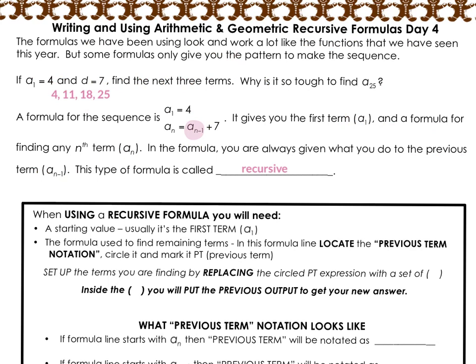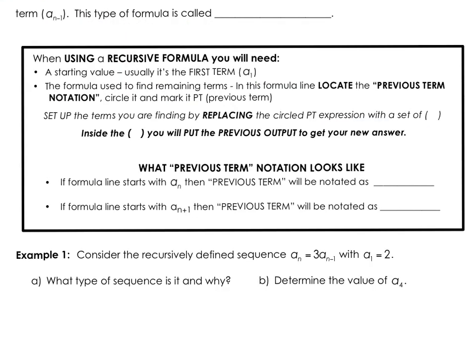And as I said, they can take a little longer. You have to have the previous term in order to find the next one. So that makes it a little harder to list out and find big numbers. When using a recursive formula, you will need a starting value. Usually it's the first term, a sub 1. And the formula used to find the remaining terms.